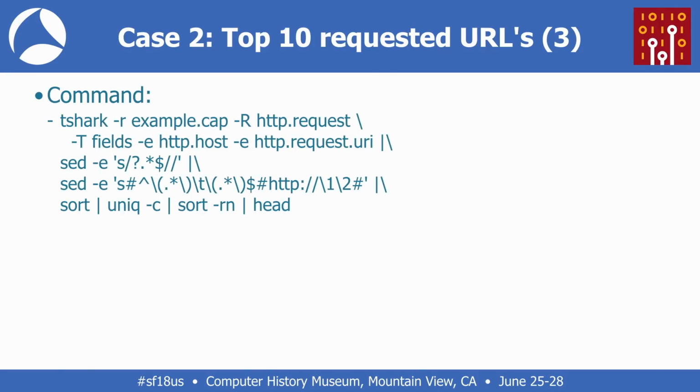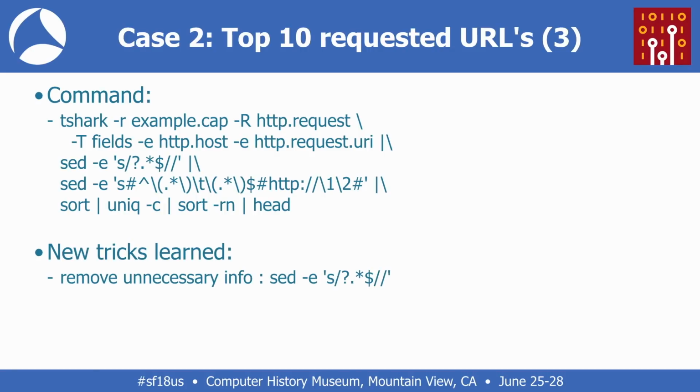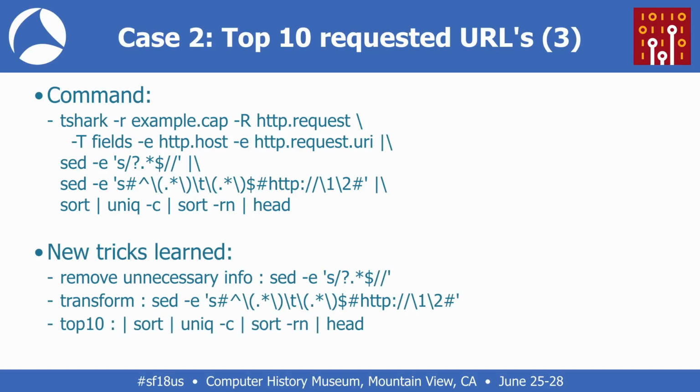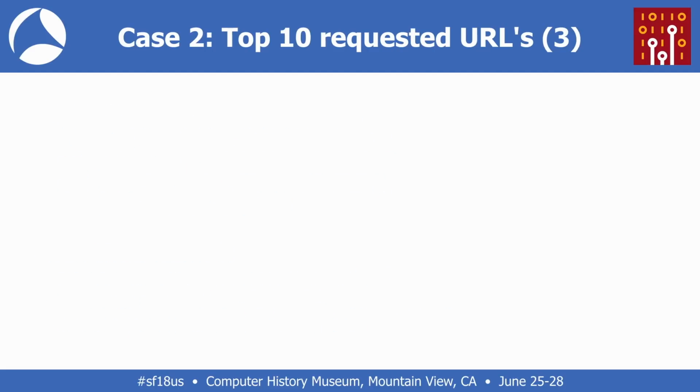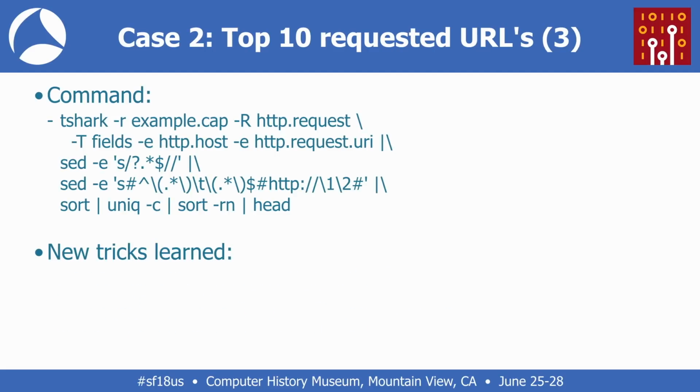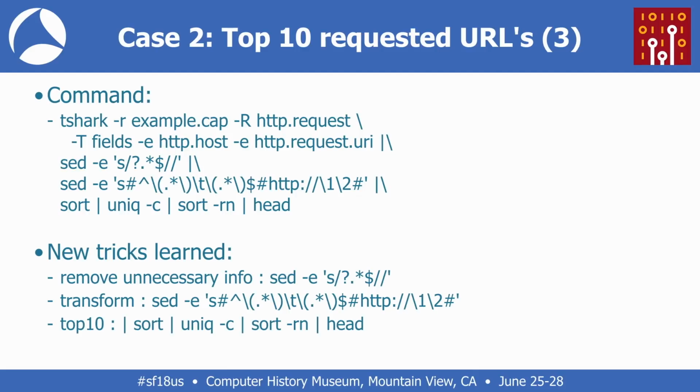Okay. So this was the command that I used. And what did we learn? We learned how to remove stuff. We learned how to transform stuff. We learned how to create a top 10 of something. Let's see. I think this is in there. Okay, yeah. There's now a field called http.request.full_uri. So the whole transformation was not needed, but it gives you an example of how you can do transformation if you do need it.